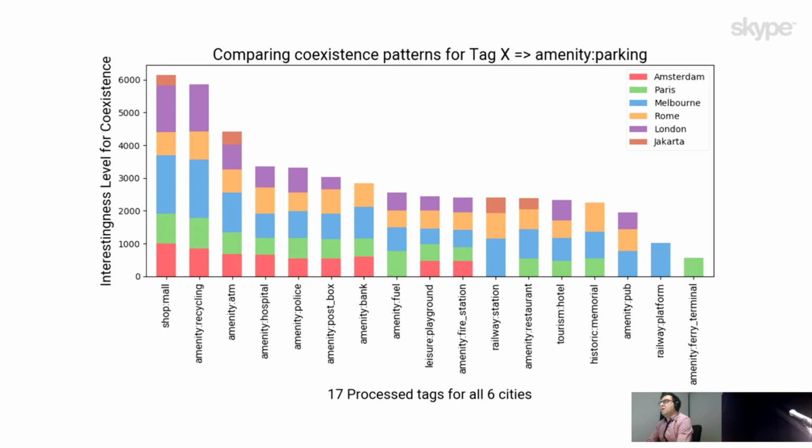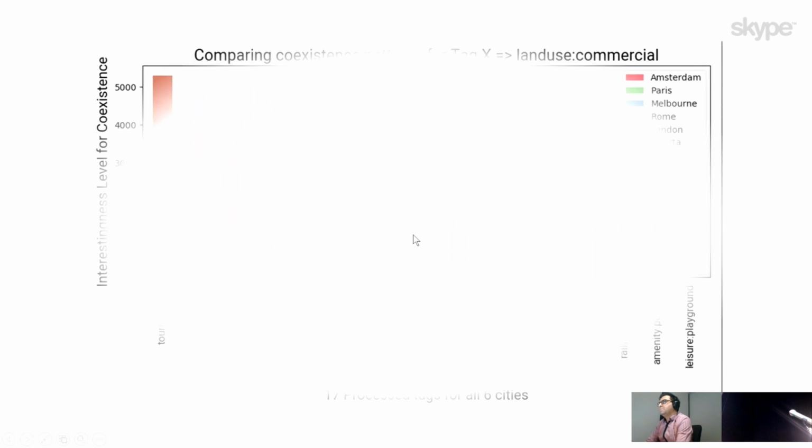This is another interesting chart. It shows the reverse side of the work. It asks what type of object could have a very good relationship with parking in different cities. As you see, shopping malls have a very good relationship with parking. So if we have a shopping mall, there is a very high probability that we have parking around. Or we have amenity recycling, or an ATM, or a hospital. All of them are saying that there should be some parking very close nearby. So these charts are actually indicating in a reverse mode.